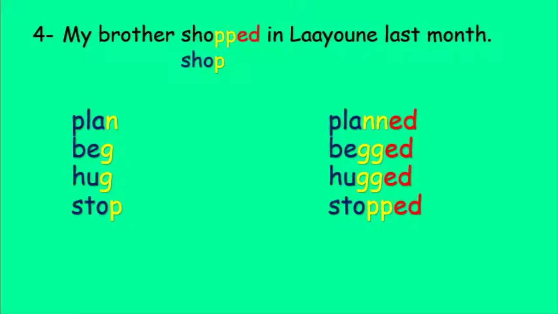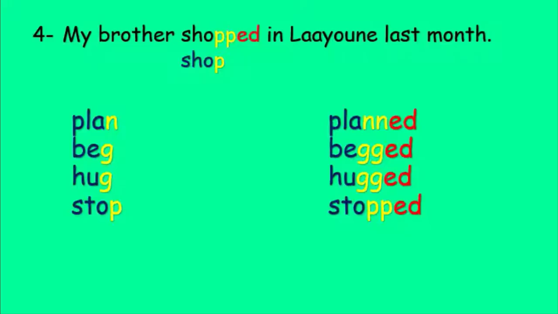Number 4, my brother shopped in Lyon last month. The verb is shop. To make the past, we double the P and add ed. Why do we double the P? Or why do we double the last consonant? Because the verb is one syllable. It's just one part. In Arabic, the verb consists of only one syllable. And there is one vowel. For example, in shop, there is S-H-O-P. So the vowel is only one.